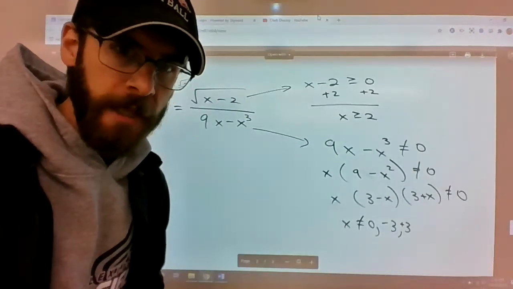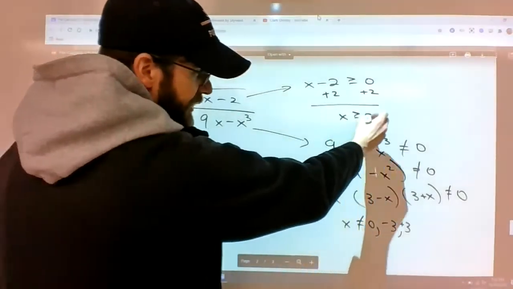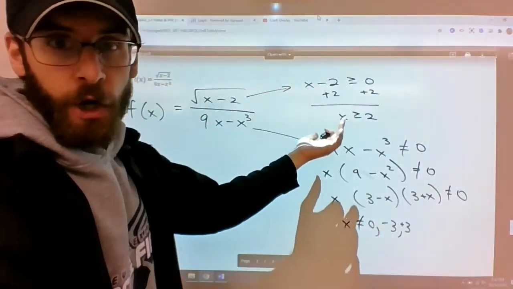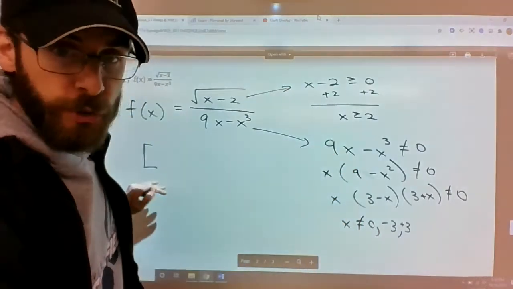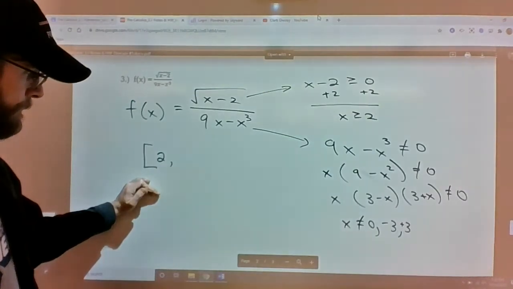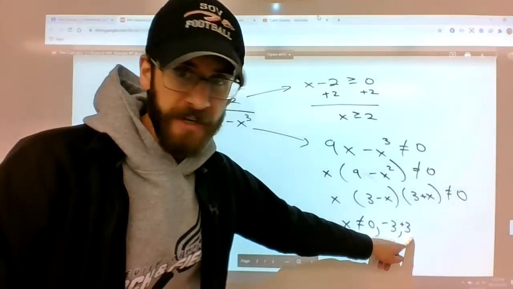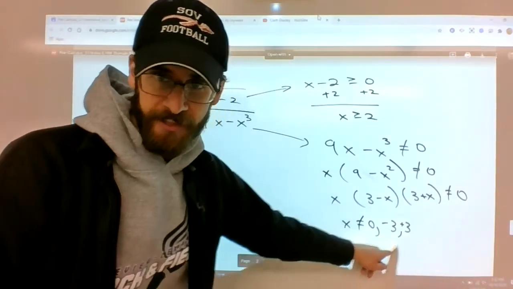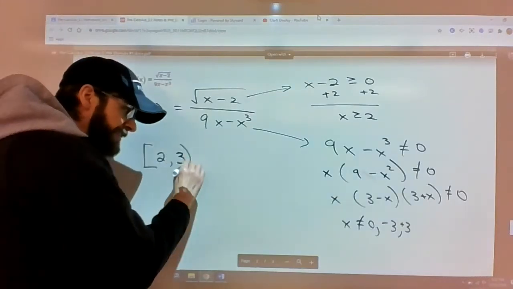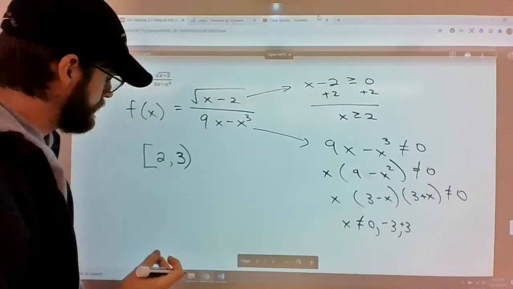So what does that look like? Well, like we said here, it must be greater than or equal to 2. So 2 is our start. You got to make a pit stop at 3 because 3 is not a place where we can actually live for the x. So you're going to put the 3 right here. That's a parenthesis because it's on the bottom part of the fraction. It is a domain issue.